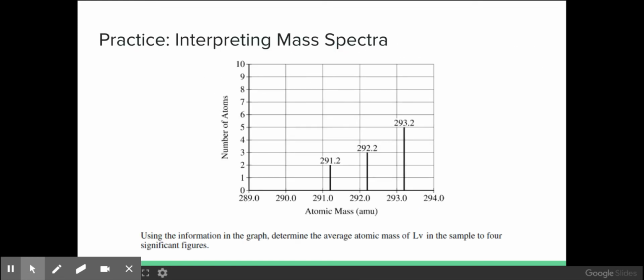This was actually an AP free response question, and it has you estimate the average atomic mass of livermorium to 4 significant figures. So I'd like you to use this mass spectra to estimate the atomic mass of livermorium using this chart, similarly to how we did in the previous problem. I'll give you a hint. You have to use the y-axis to estimate the percent abundances. Take a moment, pause the video, and see if you can do that.